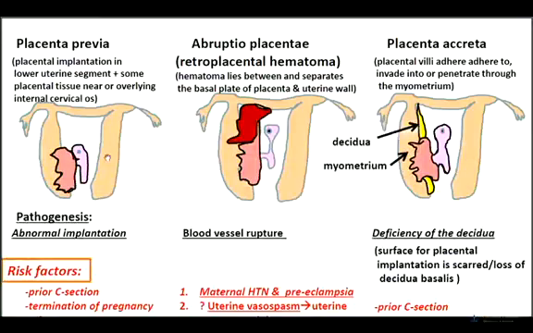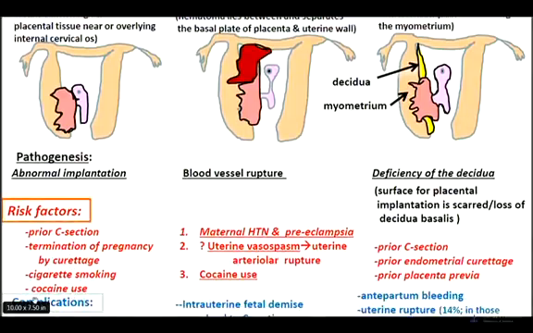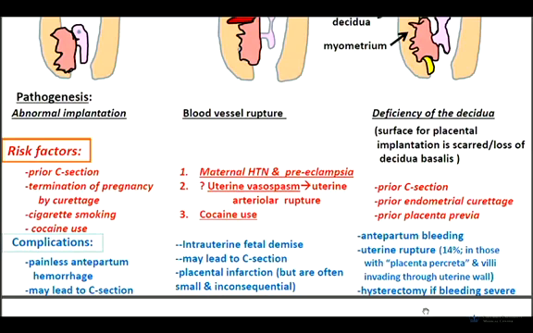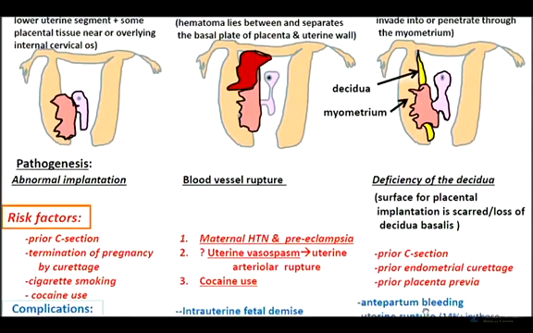The placental problems. Previa. Placental implantation is in the lower uterine segment. It should be up here. Why? Maybe there was a previous C-section that altered the surface for implantation. It may have been an overly excessive curettage for an abnormal episode of menstrual bleeding, or it could be cocaine use. The complications of this, you may have hemorrhage, or you may wind up having an early C-section because it's lying too low in the cervical os.